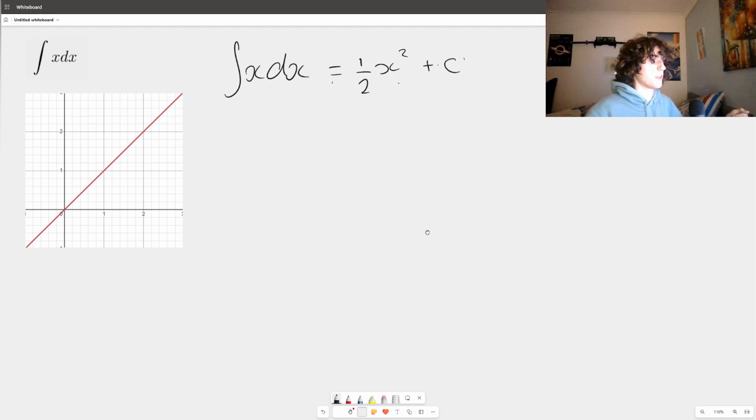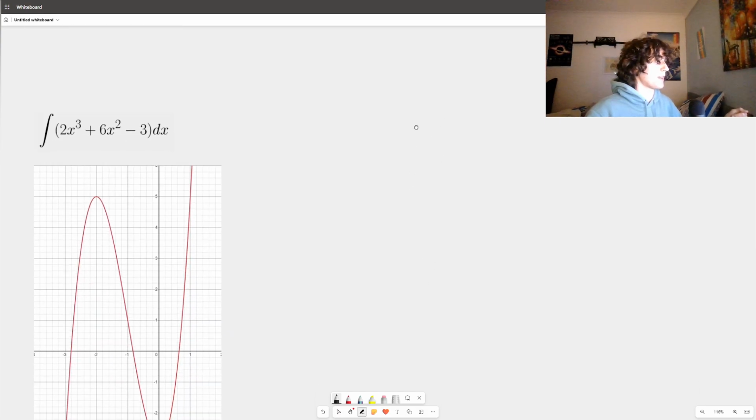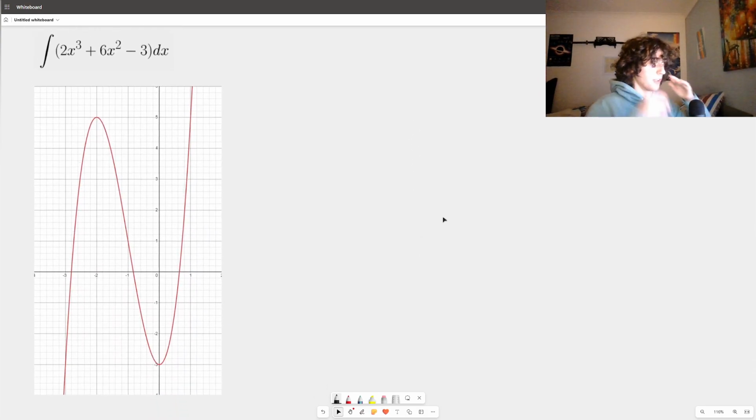Okay, so let's move on to our next example. Now this one looks much harder, but it follows the exact same process as the previous one. So we are still just integrating our x to the power of n term. We have no bounds, so this is just the same as what we were doing before. You're just doing it more times.